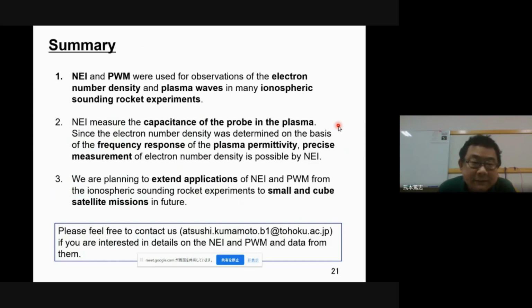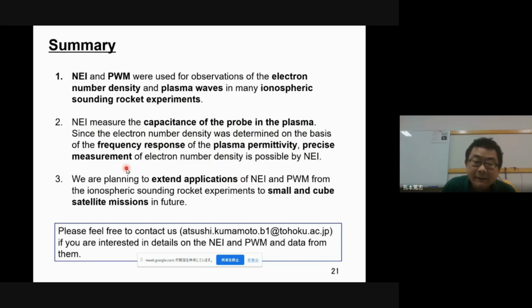And this is a summary of this talk. NEI and PWM were used for observation of the electron number density and plasma waves in many ionospheric sounding rocket experiments. NEI measures the capacitance of the probe in the plasma. Since the electron number density was determined on the basis of the frequency response of plasma permittivity, precise measurement of electron number density is possible by NEI.